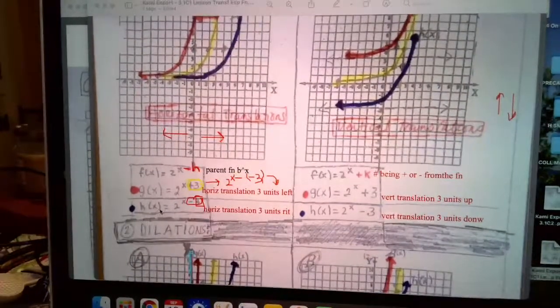In blue, h of x is the function 2 to the (x minus 3). Here, when you now type in your y2, 2 to the (x minus 3), leaving the parent function in y1 on your graphing calculator, you will see the horizontal translation of 3 units to the right.